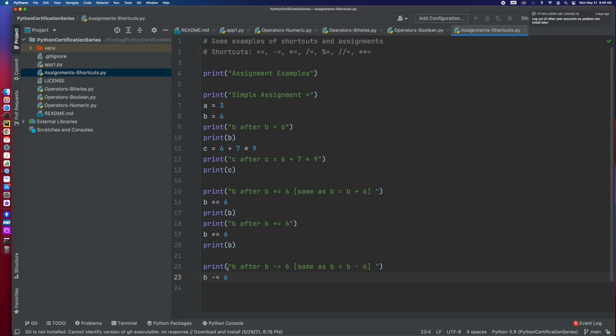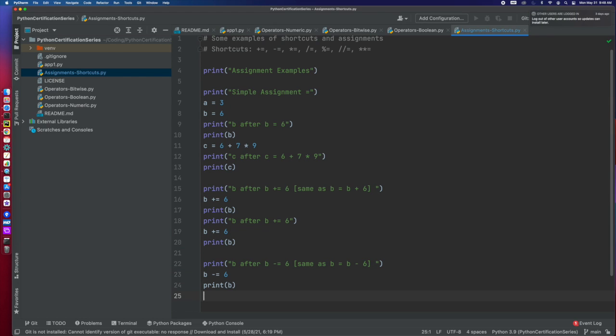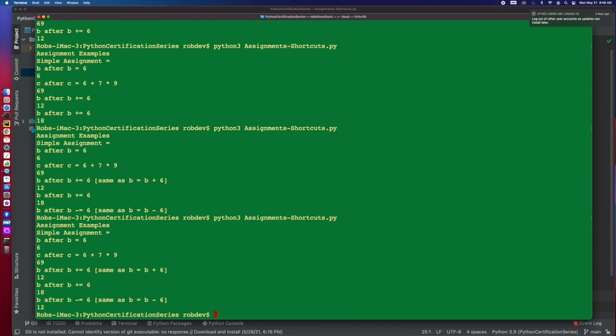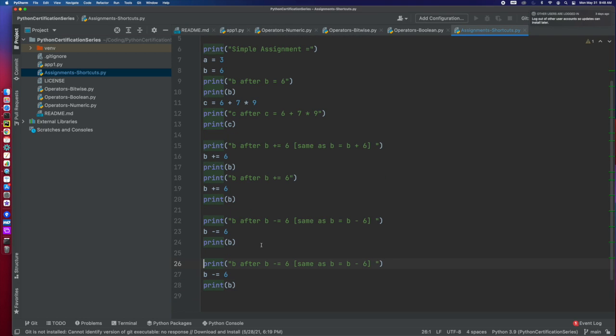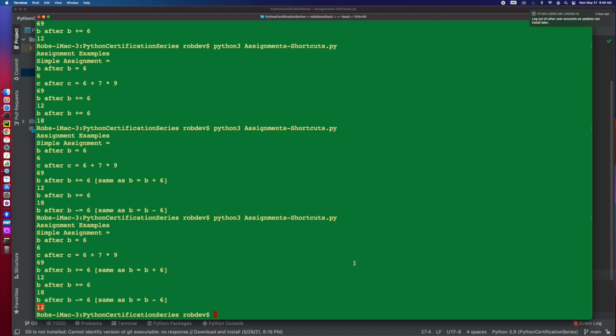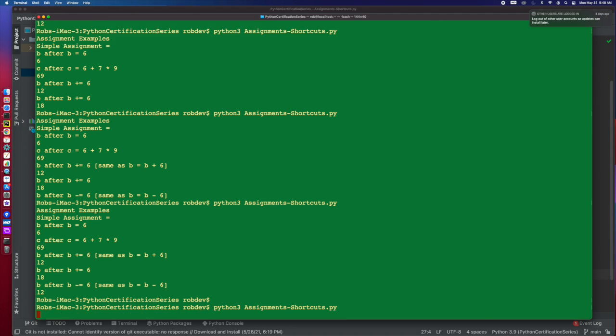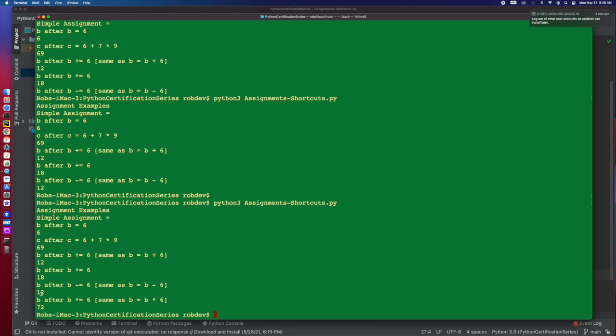Oh, I should probably print it. My mistake. And so you now see, we did b plus equals 6, and then we did b equals b minus 6, and so now it's back to 12. And these shortcuts work in a couple of different ways. We can also do a multiplier, so b times equals. This is going to be a big number, but we get to 12, b equals b times 6, we get 72.